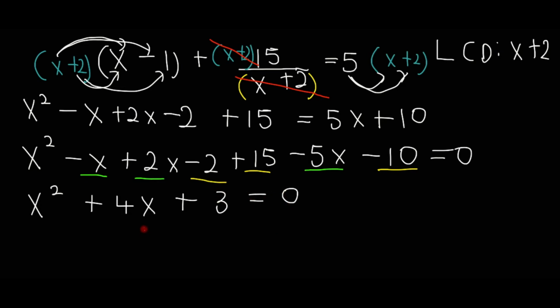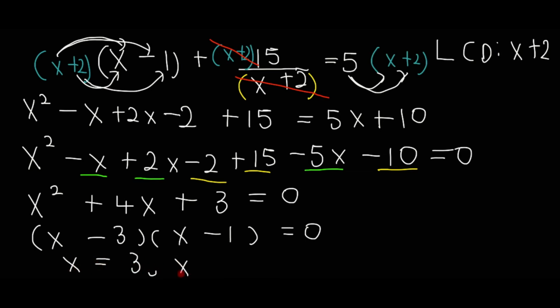Now we can see that it is a quadratic. So we can try to factorize this quadratic. So we have two brackets, which is equal to 0. And then we can see x minus 3, and then x minus 1. So we can see x is equal to 3, and then x is equal to 1.